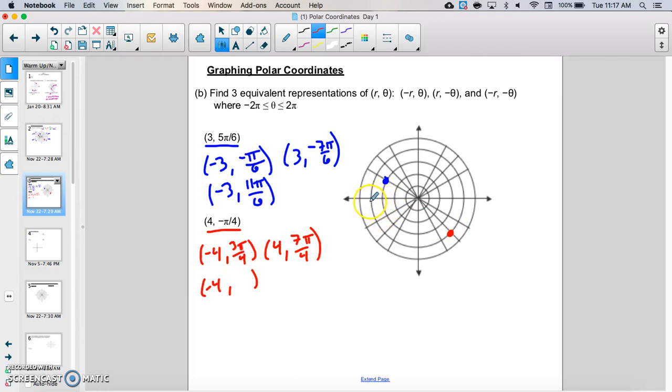If I was going in the negative direction, I'd be going all the way around to here. So 1 pi over 4, 2 pi over 4, 3 pi over 4, 4 pi over 4, 5 pi over 4. So going in the negative direction, it's negative 5 pi over 4.